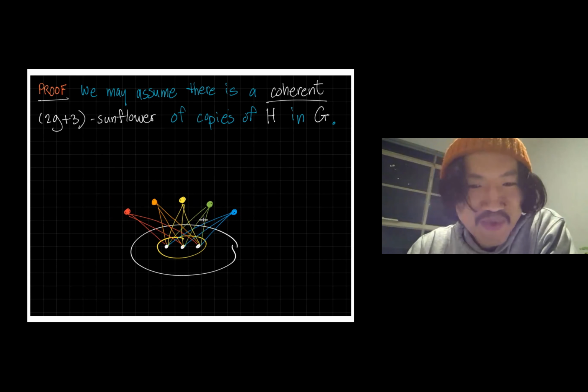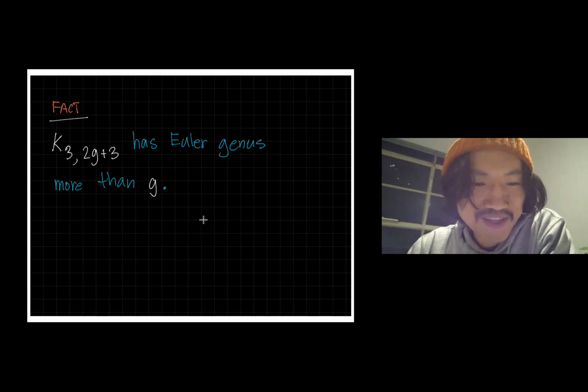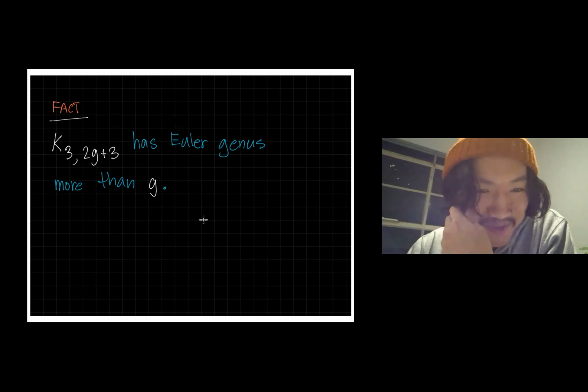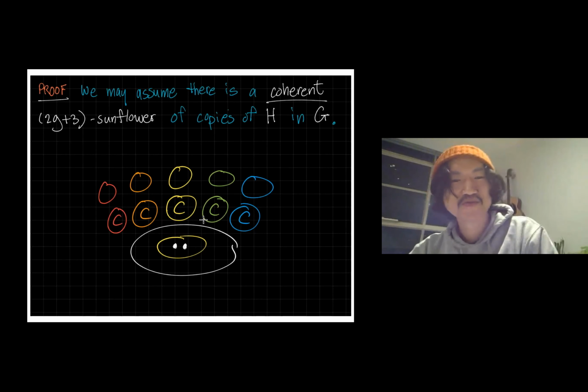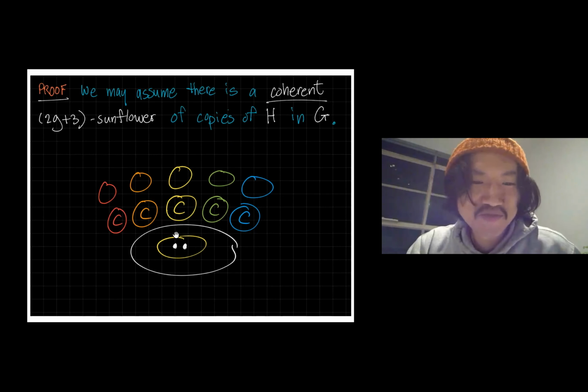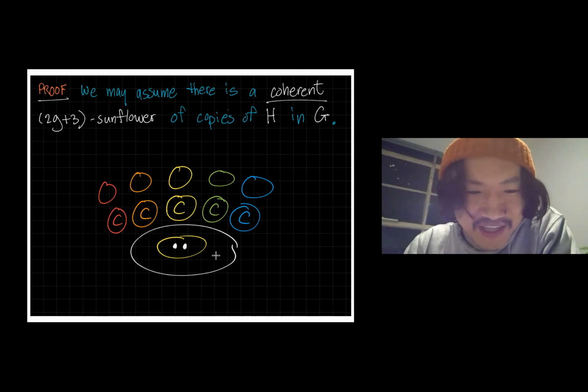And you just have to remember one of the two things you're supposed to know about surfaces, which is that you can't embed this K_{2g+3} on a surface of Euler genus g. So this is not possible. So what it means is that you've got at most two neighbors in the kernel. And I claim that this is also impossible.